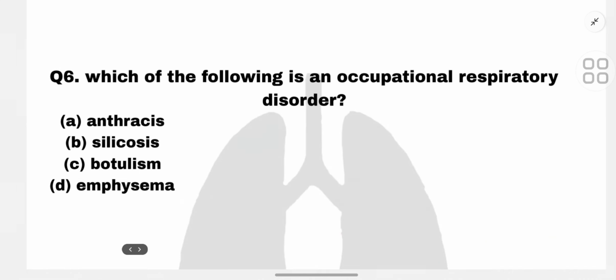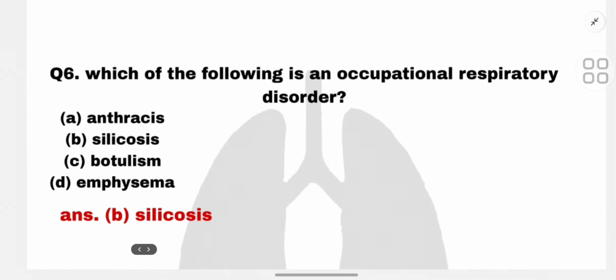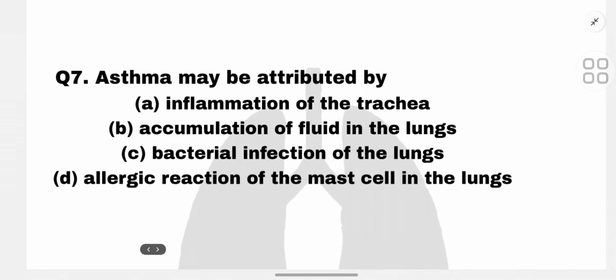So the next question is, which of the following is an occupational respiratory disorder? A. anthracis, B. silicosis, C. botulism, D. emphysema. So the correct answer is B. silicosis.